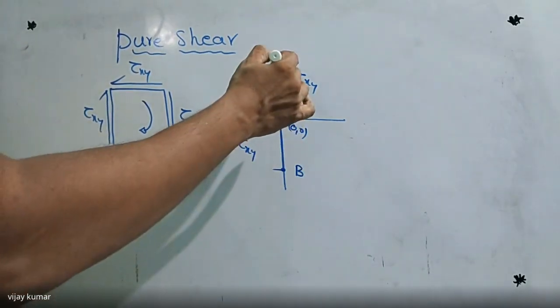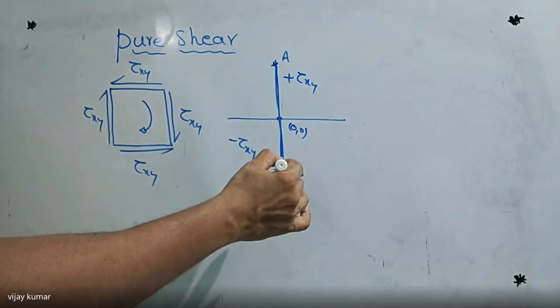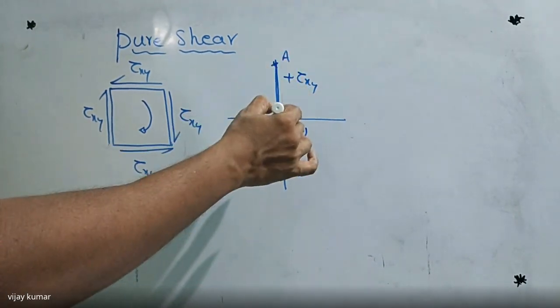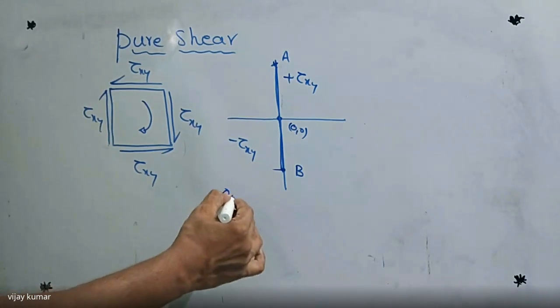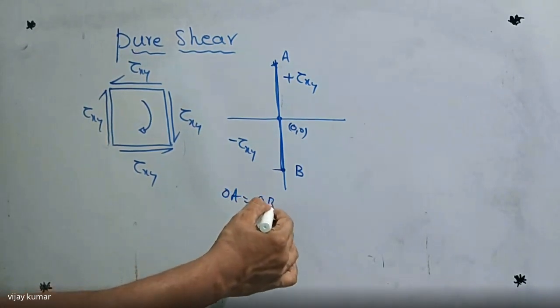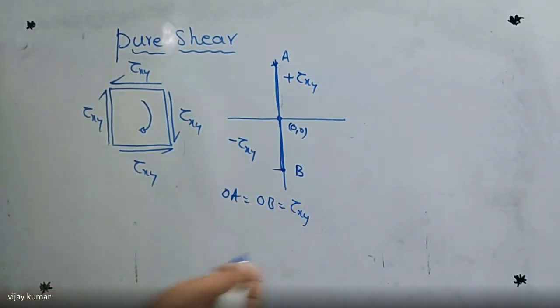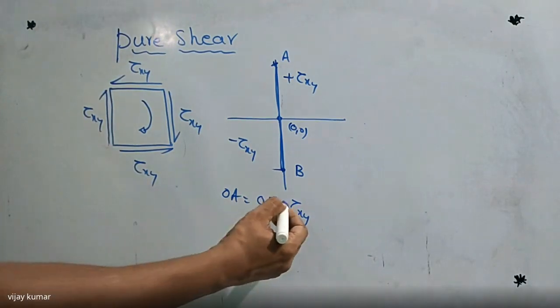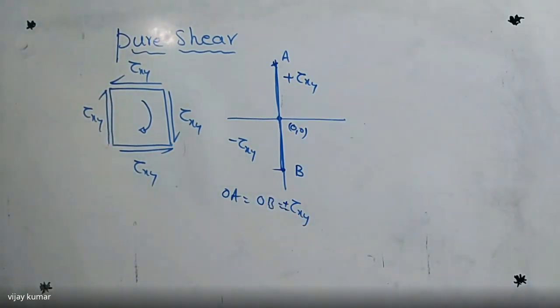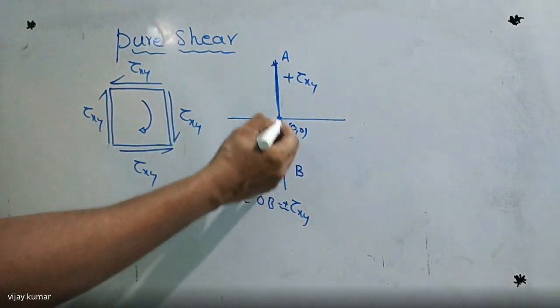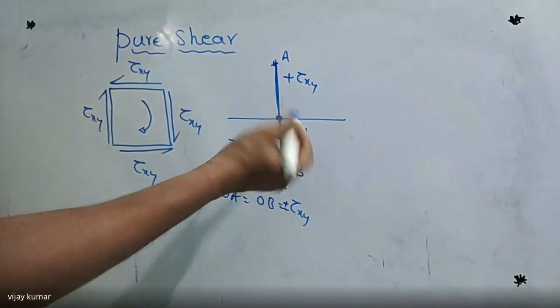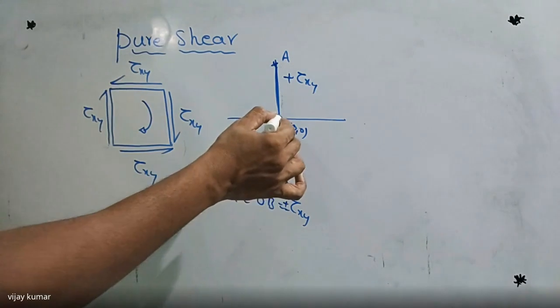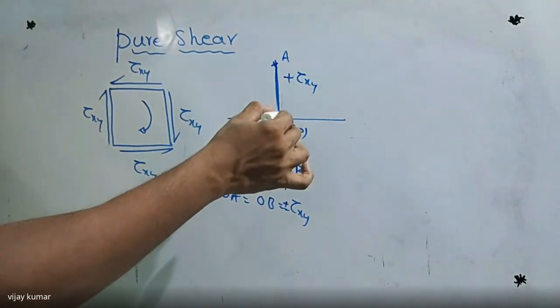Now I'm going to divide this line AB into two equal parts, since OA and OB are the same. Here OA is equal to OB is equal to tau xy, but one is positive and one is negative. Both have the same magnitude, but their directions are opposite. So I divide this line into equal parts, and the center of this line is the origin. I take OA or OB as the radius.